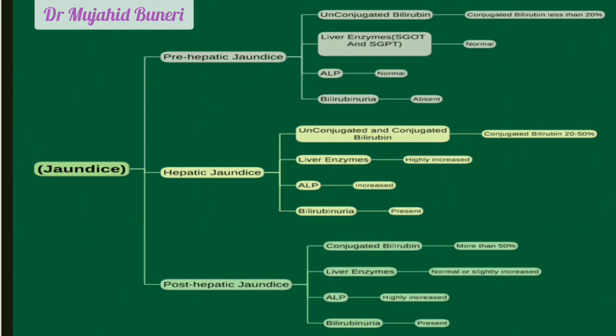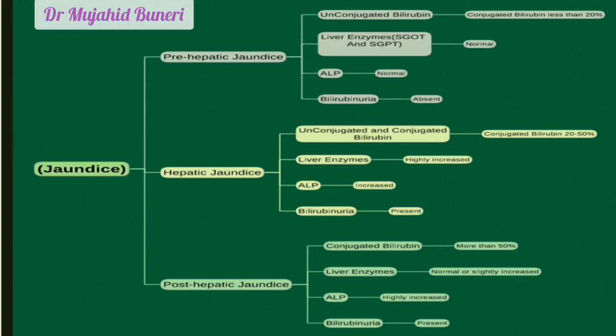Now, what happens to alkaline phosphatase? Alkaline phosphatase is normal in pre-hepatic jaundice. Okay. What about bilirubinuria? Means bilirubin will be there in urine or not. Unconjugated bilirubin is attached to albumin, which is a big molecule, and not filtered in urine. That's why in case of prehepatic jaundice, there will be no bilirubin in urine.